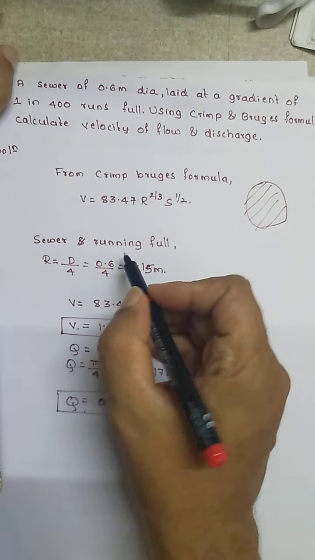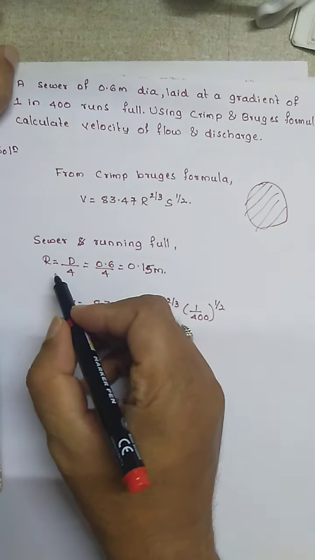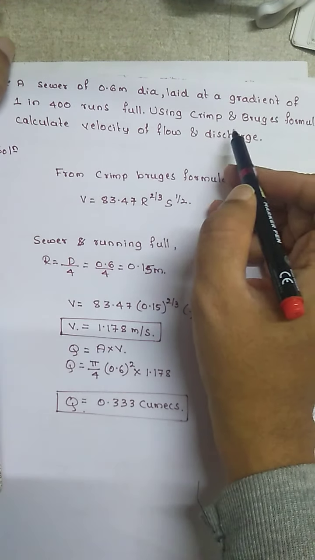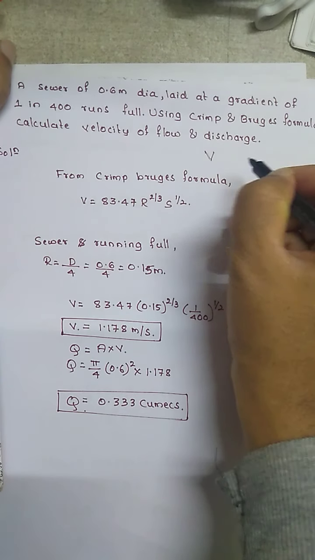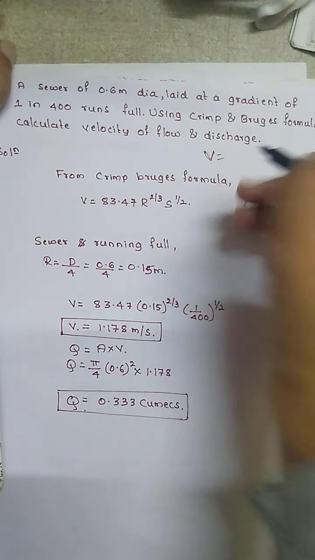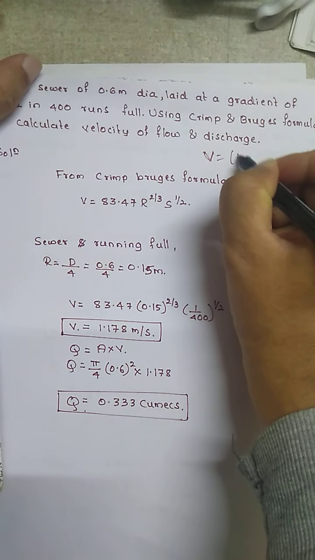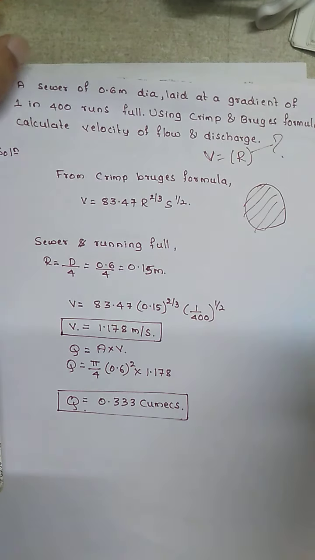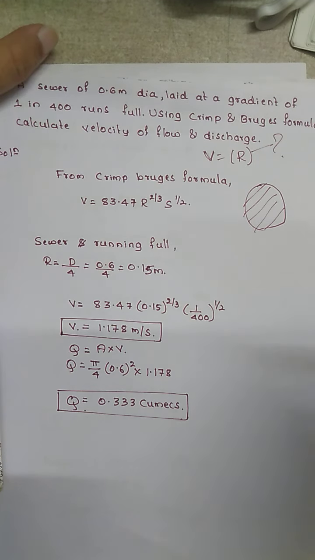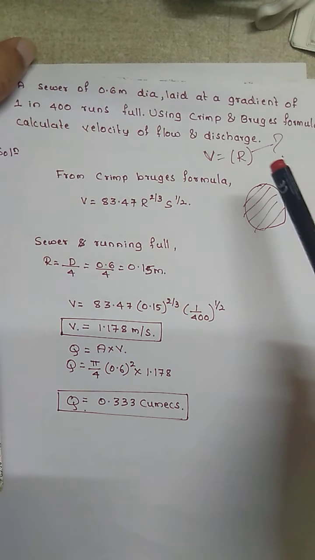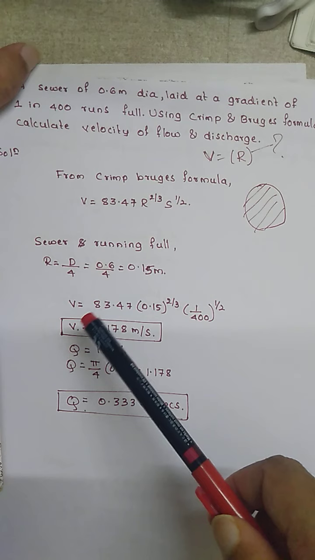And then again, for a sewer which is going to run full, whenever the velocity has been asked, by using Manning's formula or by using the Crimp-Brooks formula, first we want to determine r. So your first thing in order to determine the velocity is to determine r. What is the formula corresponding to it that has been given to you?